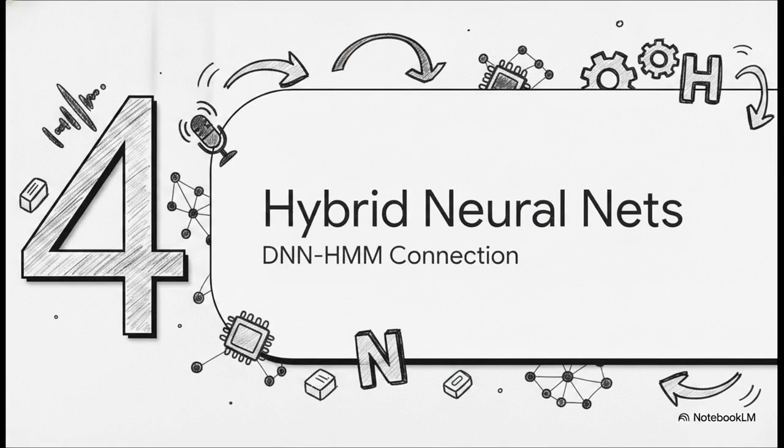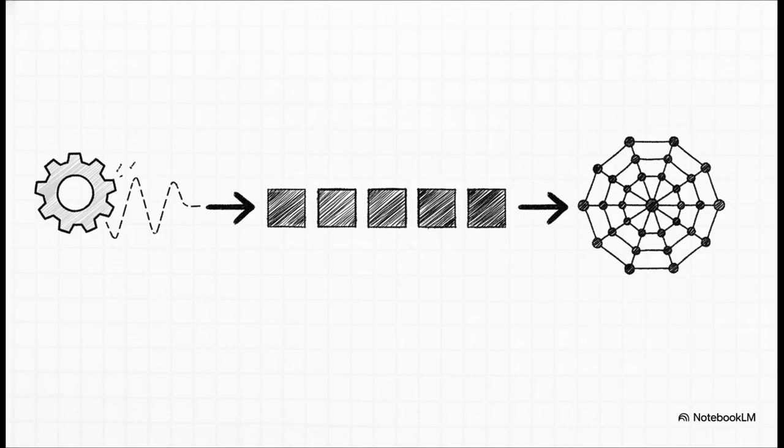Part 4, powering hybrid neural networks. Now, you might be wondering, why does this classic loop still matter so much today? It matters because Viterbi Training is the essential bridge that makes hybrid neural networks possible.